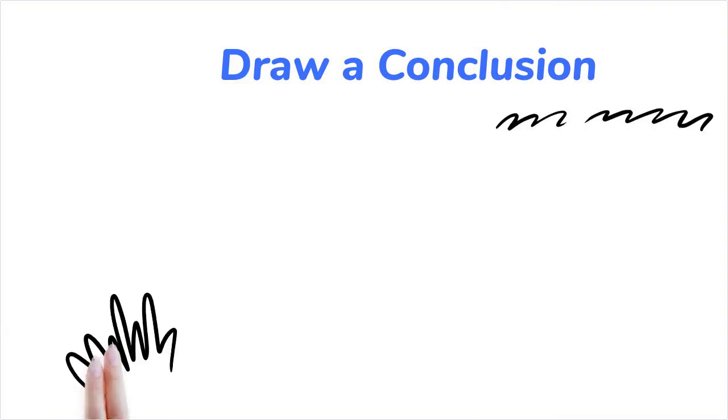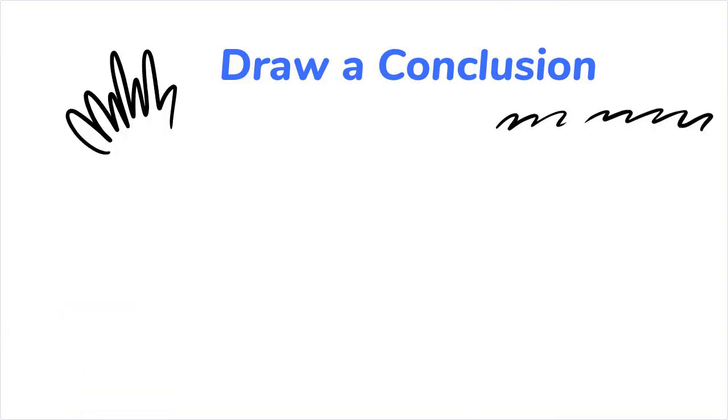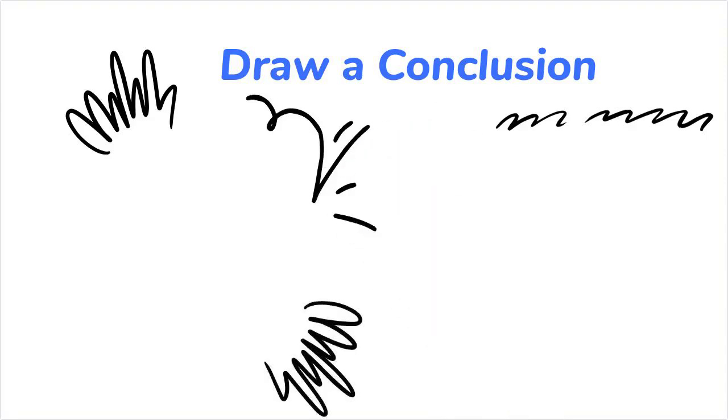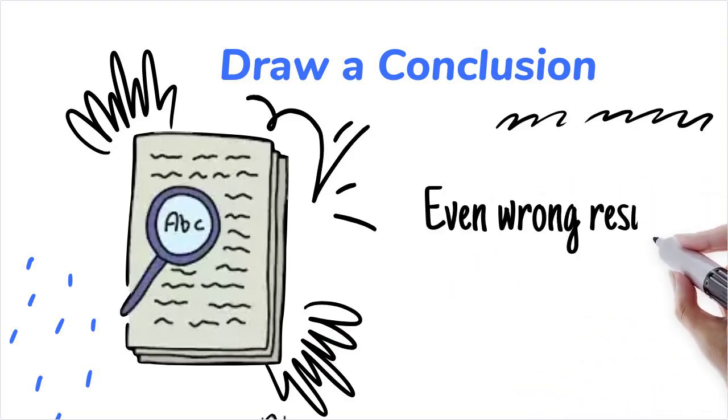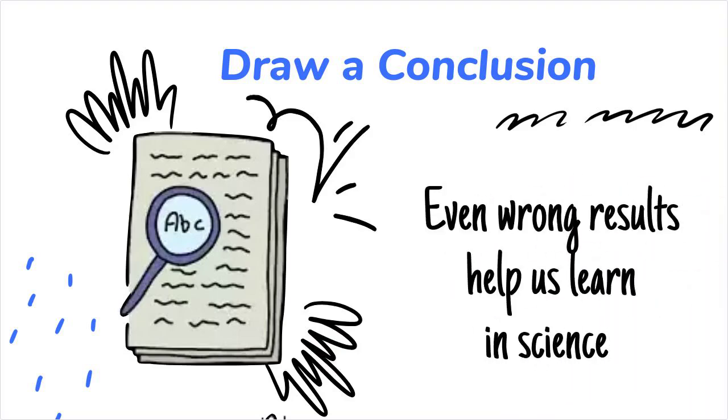Step 6. Conclusion time. You explain what you found, how it relates to your question, and what it might mean for real life. Don't forget to mention your method of research to make it easier for fellow scientists to duplicate or peer review. And, if things didn't go as expected with your conclusion, that's okay. Even wrong results help us learn in science.